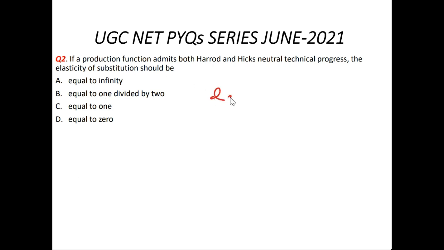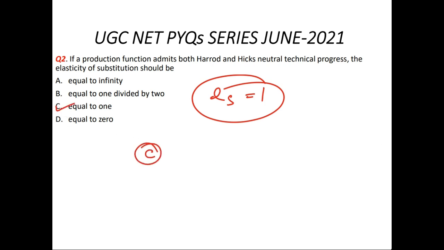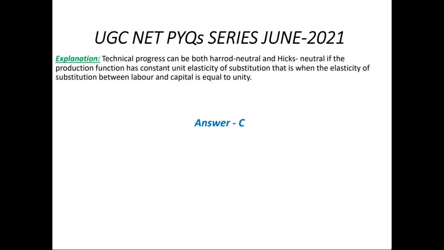Which of the production functions admits both Harrod and Hicks neutral technical progress? The elasticity of substitution should be equal to 1. For both Harrod and Hicks neutral technical progress, the elasticity of substitution between labor and capital is equal to unity. So option C is the correct answer. Technical progress can be both Harrod neutral and Hicks neutral if the production function has constant unit elasticity of substitution.